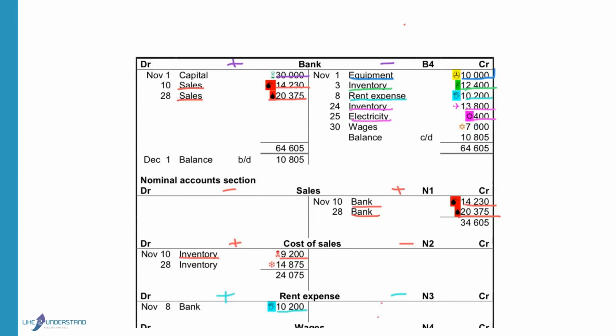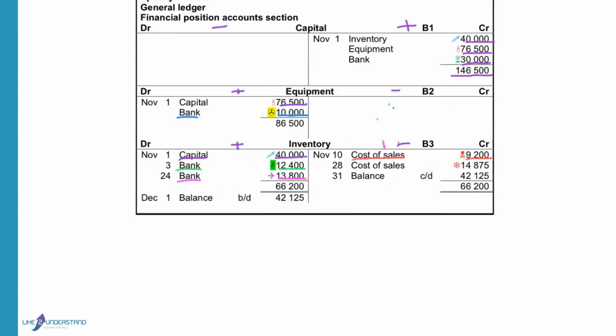Cost of sales is an expense, so we will debit our expense account with the cost price of the goods that we sold, and we will credit inventory to indicate that we have less inventory available in the business. Inventory is credited to reduce the amount of inventory on the credit side, and the cost of sales account was debited.